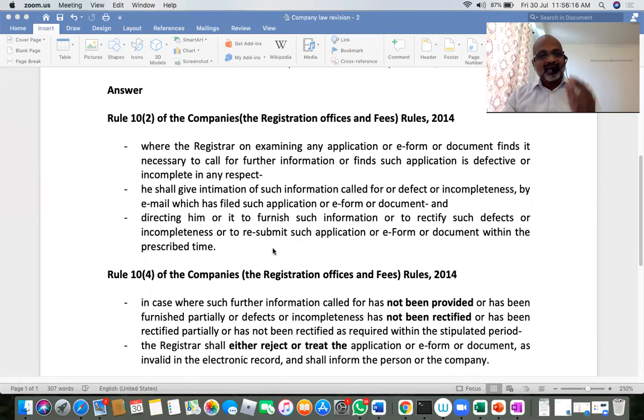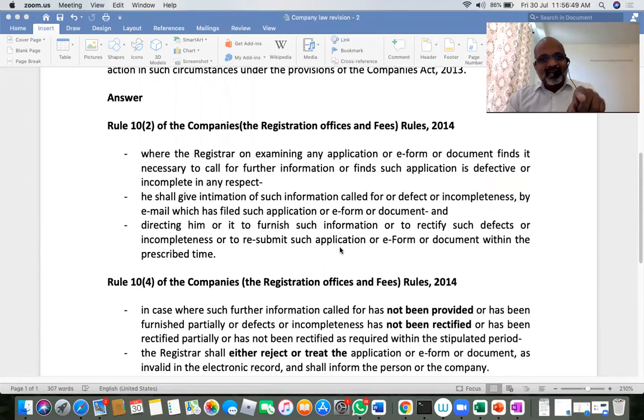First of all he will intimate, and in that mail the ROC will also inform that you need to rectify the defects. You have incomplete information, defective information, or false information, or wrong information. So the ROC has reason to believe that the information given by you is completely wrong. So the ROC will tell you that you need to rectify and resubmit. Finish. That is the concept. Rule 10, Sub-Rule 2.